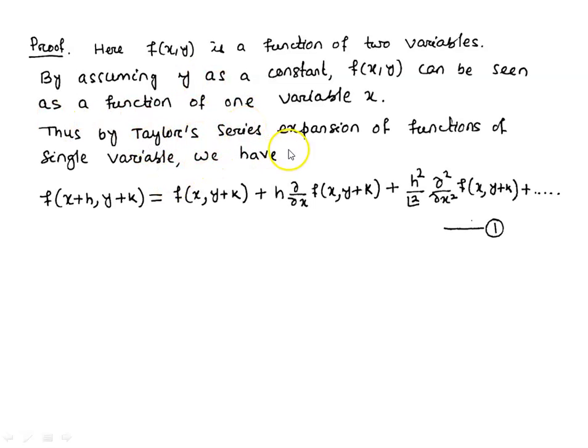So by the Taylor series expansion of functions of a single variable, we have f(x+h, y+k), where we are assuming y is a constant, so y+k is not changing here. f(x+h, y+k) can be written as f(x, y+k) + h ∂/∂x f(x, y+k) + h²/2! ∂²/∂x² f(x, y+k) and so on.